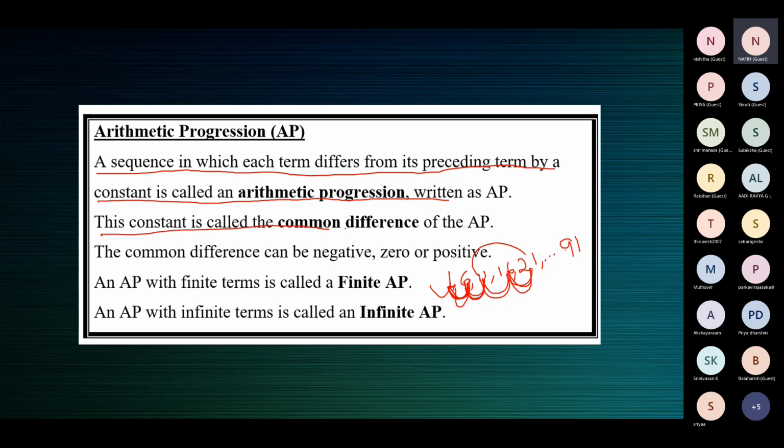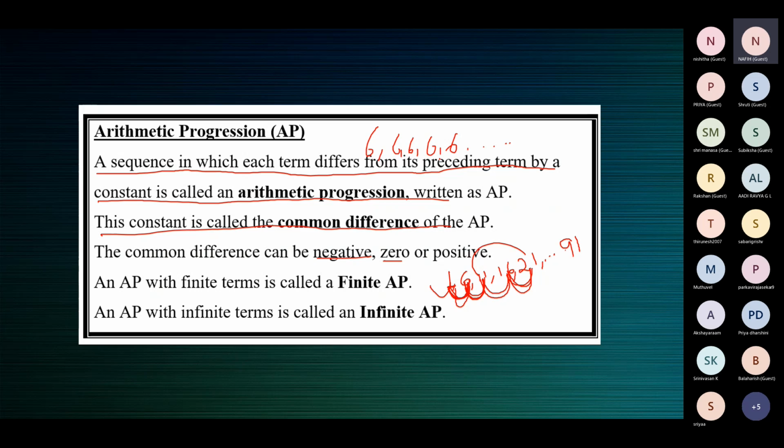This constant is called the common difference. The common difference can be negative. It can be 0. So 6, 6, 6, 6, 6 also forms an AP, where the common difference is 0. The first term is 6, the second term is 6, the third term is 6, the fourth term is 6, the nth term is 6. So the difference 6 minus 6 is 0. When the sequence has the same number repeated, that sequence also forms an arithmetic progression with common difference 0.